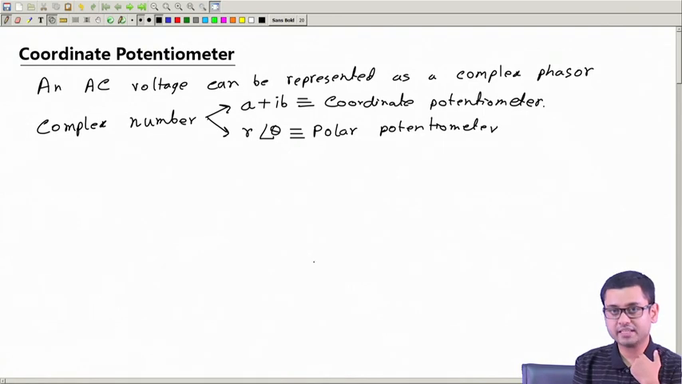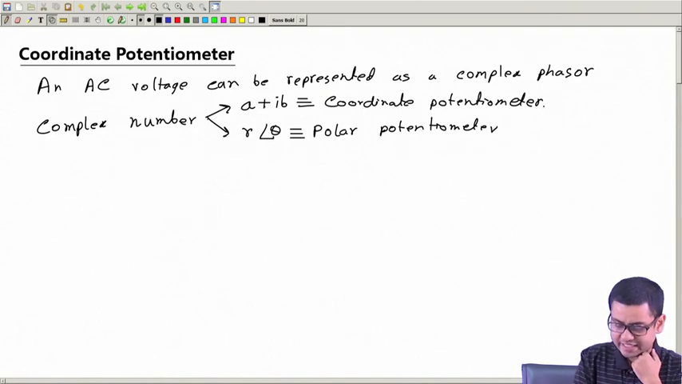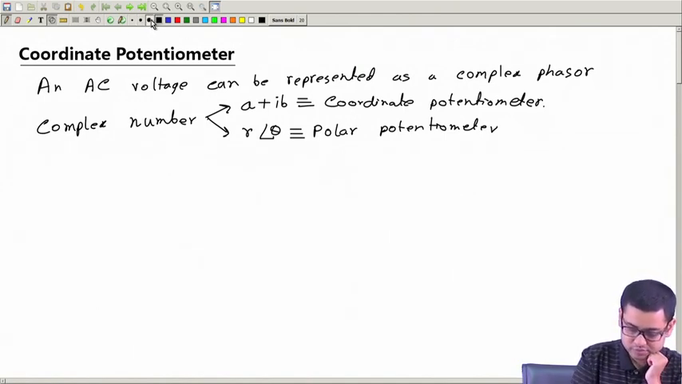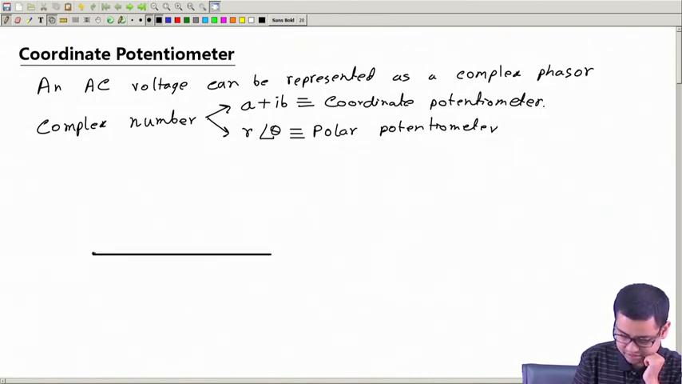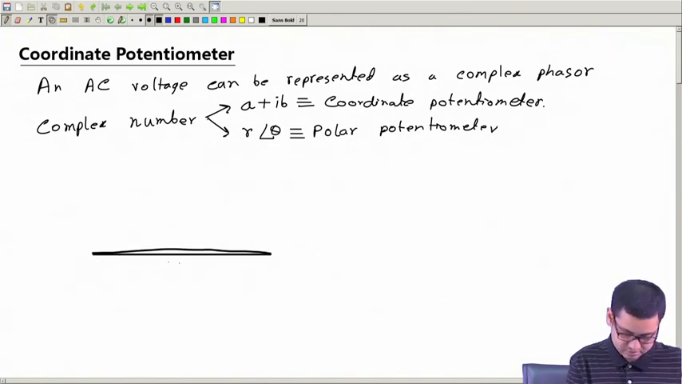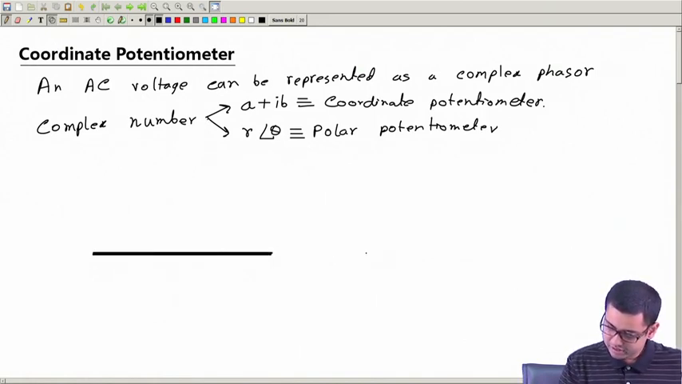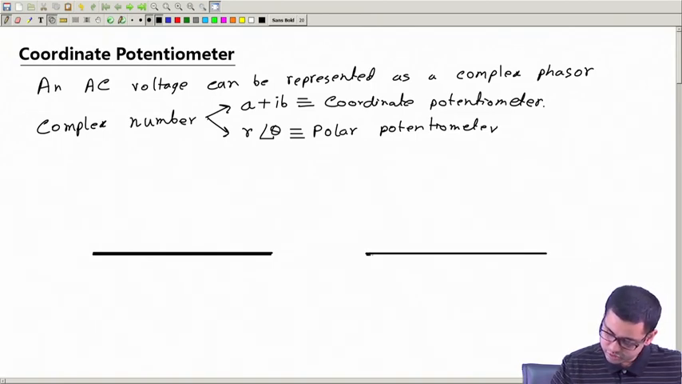So, today the potentiometer that we will see will measure the unknown voltage in this form, A plus iB. Basically we need two potentiometers, one to measure the real part of a complex voltage, another to measure the imaginary part, so to say. So, let me draw them like this. This is one potentiometer wire, and this is another potentiometer wire.